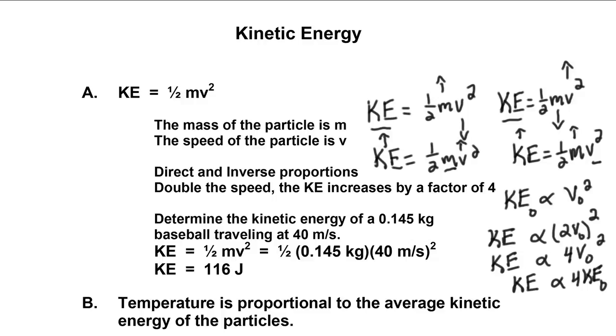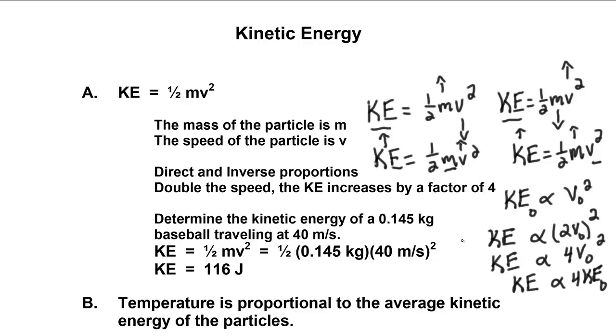Now think about a car. Think about the type of energy it takes to stop a car at 30 miles an hour. And then think about the type of energy it takes to stop a car that's traveling down the interstate at 90 miles an hour. 3 times as fast, 9 times the energy.